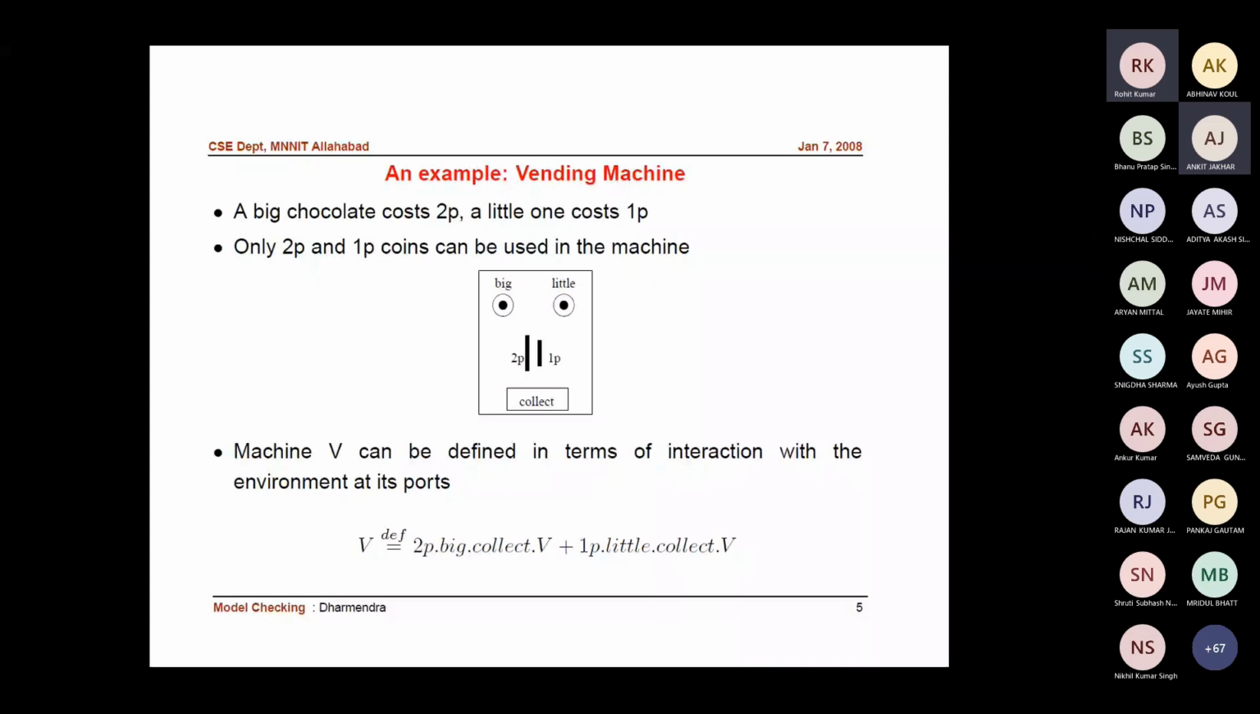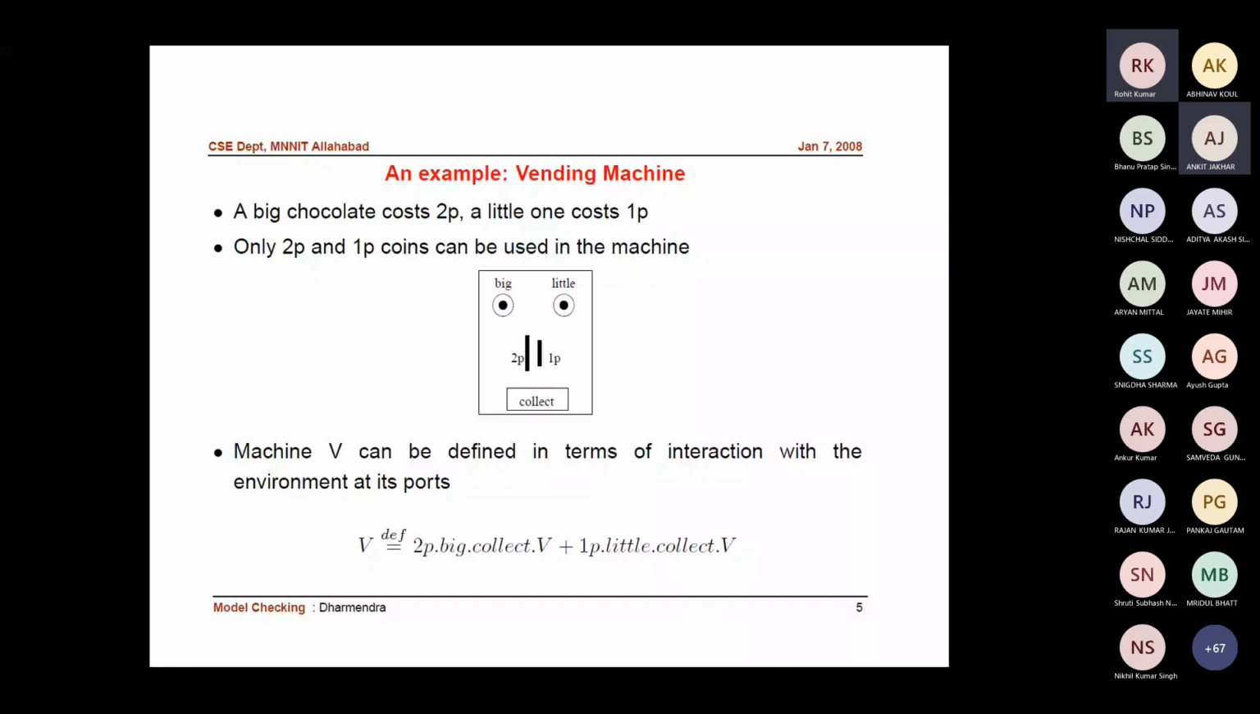Only 2 paisa and 1 paisa coins can be used in this particular machine. So slots have been defined, 2 paisa and 1 paisa can be an input to this machine. And then there are going to be 2 buttons, big and little. If you insert 2 paisa, then another action, the big button, can be pressed. Inserting 2 paisa and pressing the big button, you then collect the big chocolate. If you have inserted 1 paisa, then you can press the little button and collect the little chocolate.